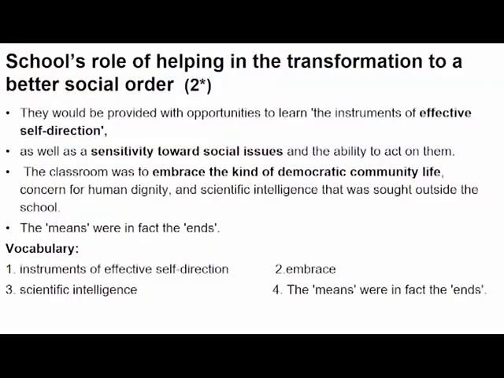So, in other words, we can see that he focuses on the school's role of helping in the transformation to a better social order. By doing this, they would be provided with opportunities to learn the instrument of effective self-direction and also a sensitivity towards social issues and the ability to act on them. The classroom should be such that it embraced the kind of democratic community life. It should have a concern for human dignity and scientific intelligence that was sought outside the school. For him, the means were in fact the ends.